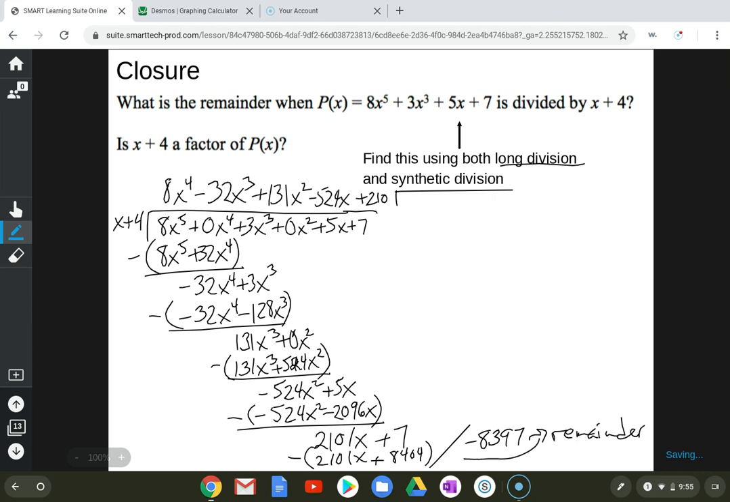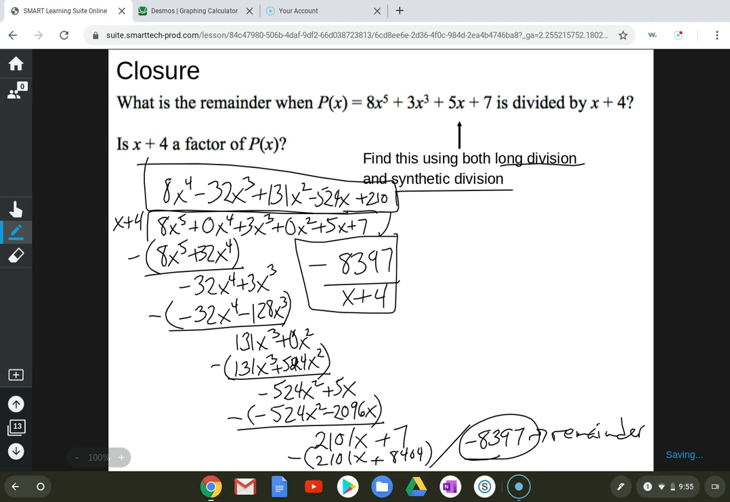Now, if this is my remainder, negative 8,397, if I had to write this whole polynomial, what I would actually write is this quotient minus 8397 divided by our x plus 4, because that's what's left. So this would be the final term that would get added in here.